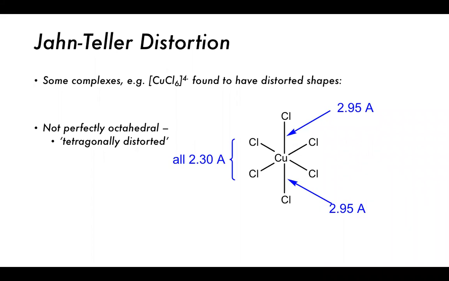So it means that if, for example, we had 6 identical ligands coordinated to a central metal, we would generally assume that each one of those ligand-metal bonds would be the same length. But in Jahn-Teller distorted structures, we typically see that some of them are elongated, usually those along the z-axis of the complex. These sorts of distortions are particularly prevalent in things like copper 2 complexes, for example.